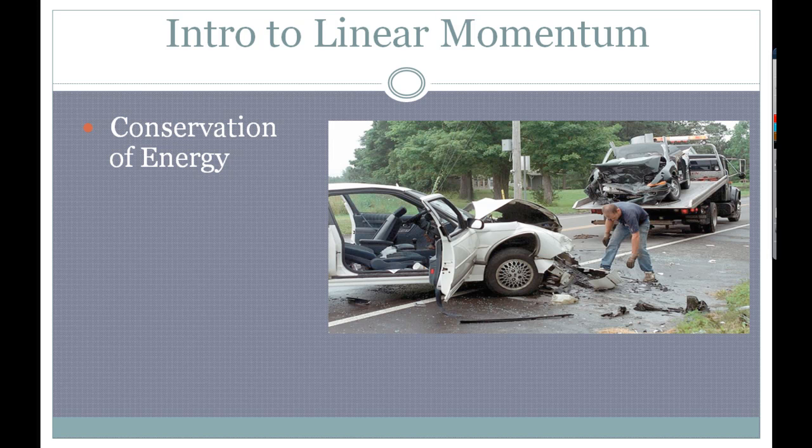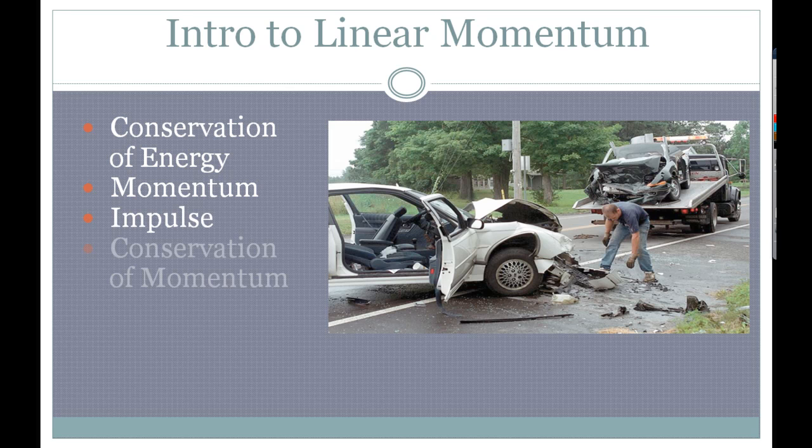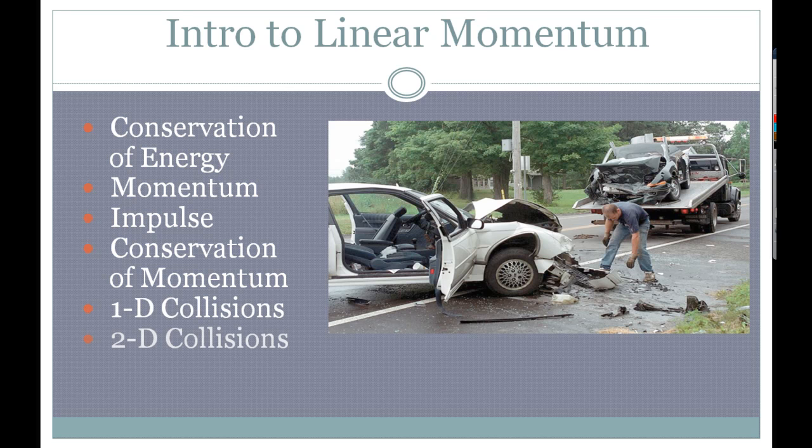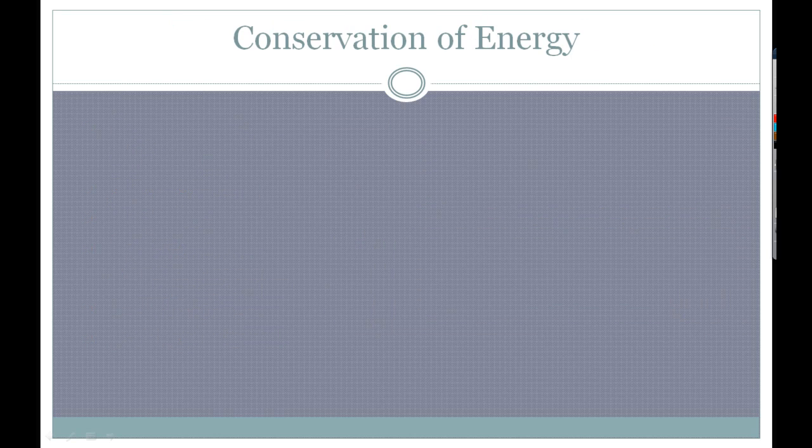So momentum has a lot to do with the conservation of energy. It's actually a lot simpler to use than conservation of energy to find velocities like before and after collisions. So we're also going to learn about momentum. We're going to learn about some impulse, conservation of momentum, one-dimensional collisions, and two-dimensional collisions.